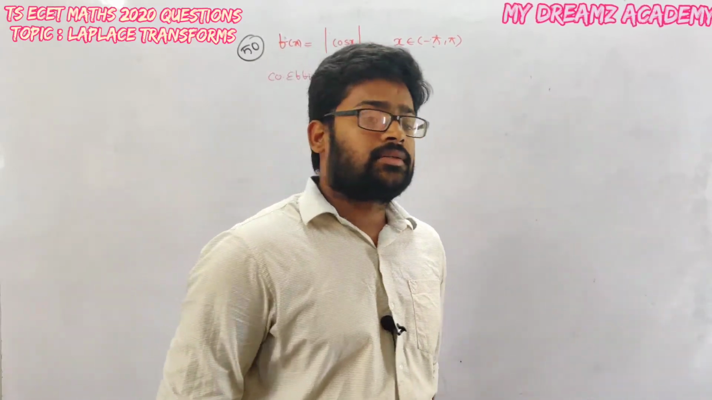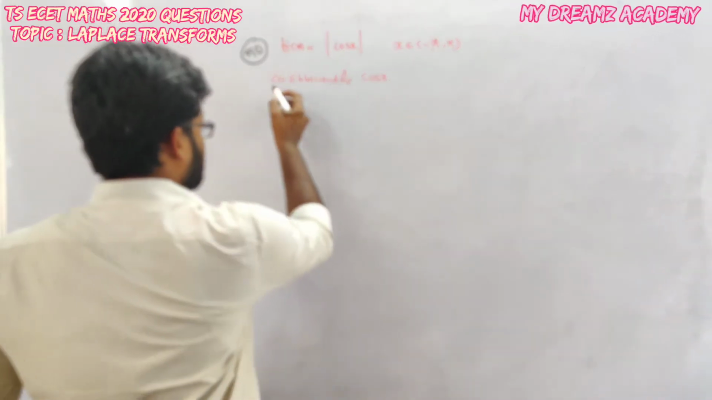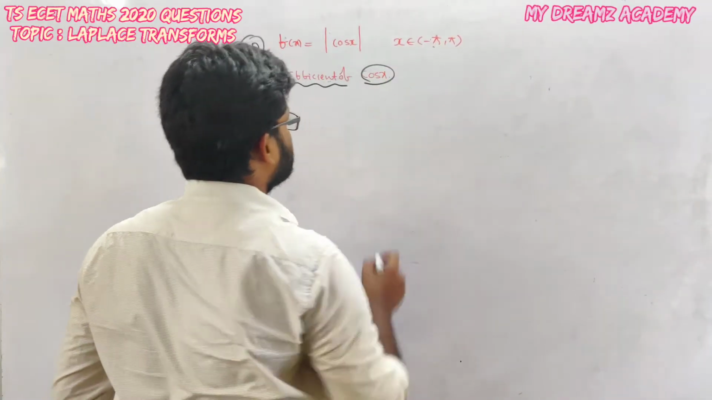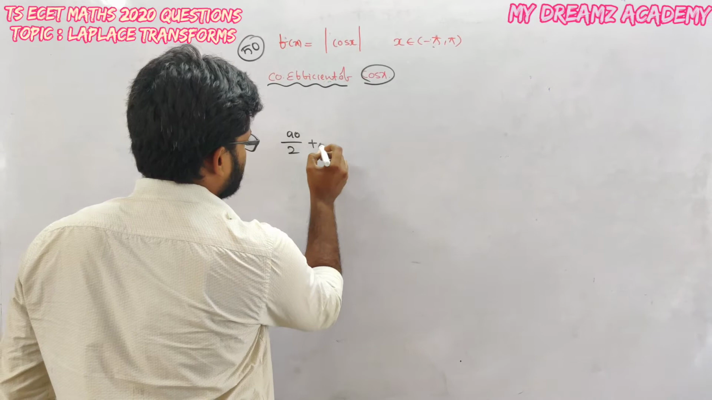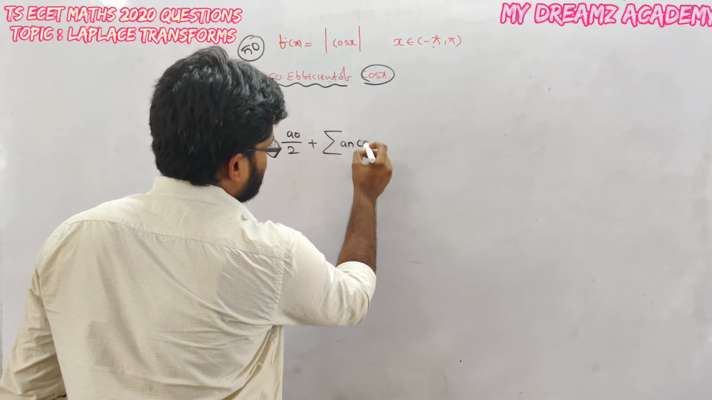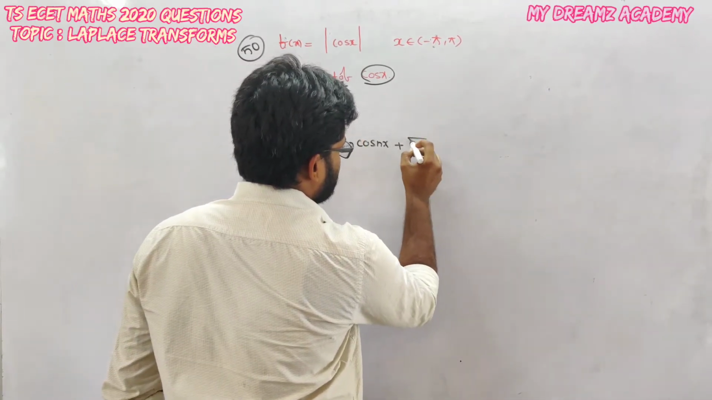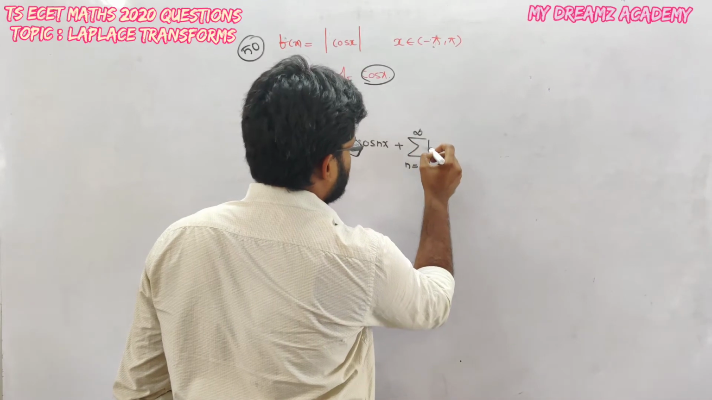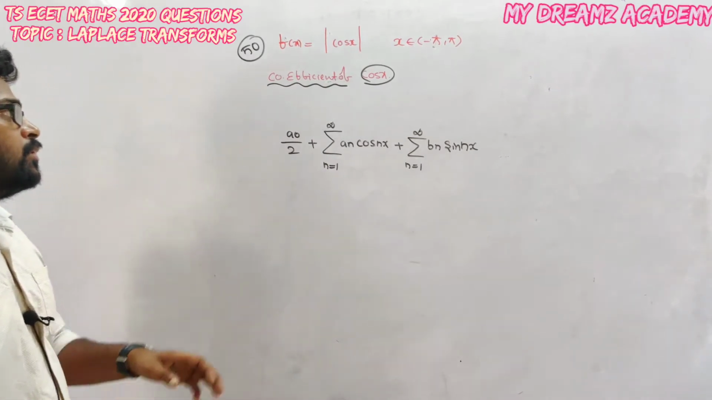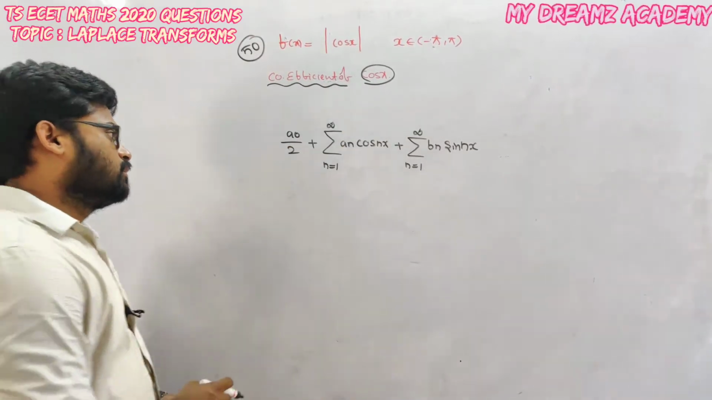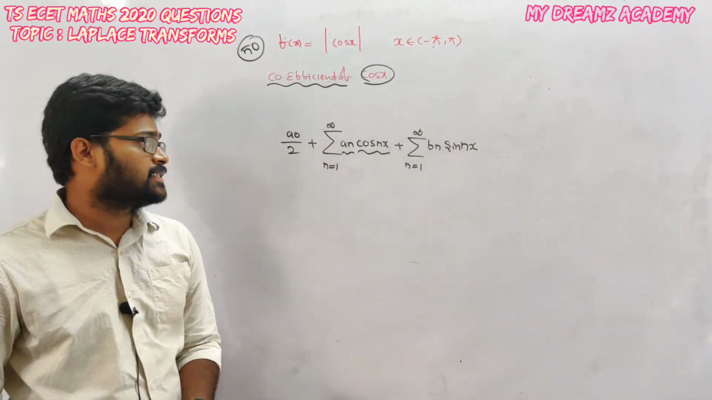This is the last question, that is the 50th question. This is from Fourier series. We need to find the coefficient of cos x. First we will see what the Fourier series is: a0/2 plus summation of an cos nx, n = 1 to infinity, plus summation of bn sin nx, n = 1 to infinity. Now we need to find the coefficient of cos x. Here the coefficient of cos nx is an.